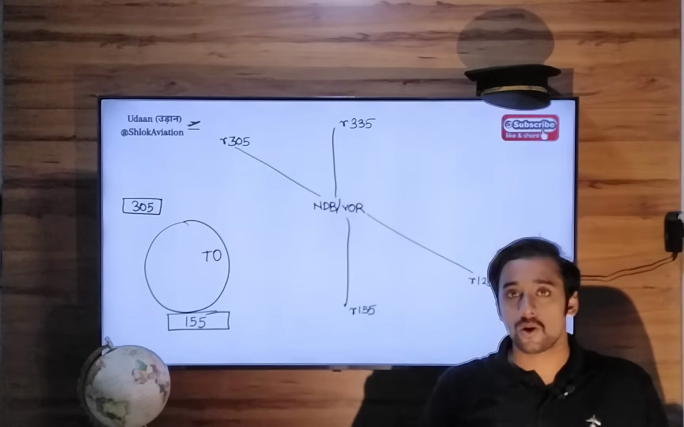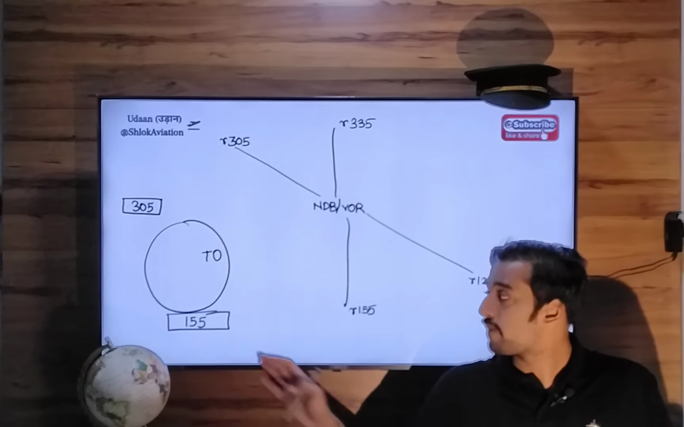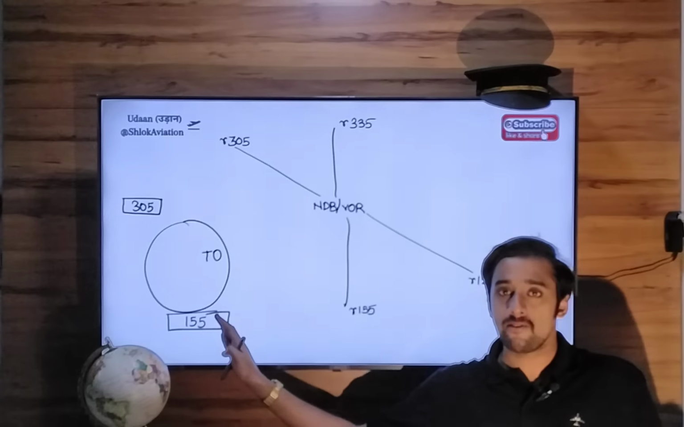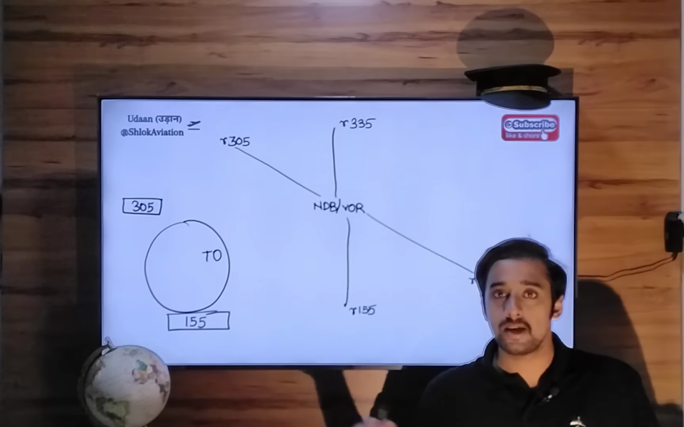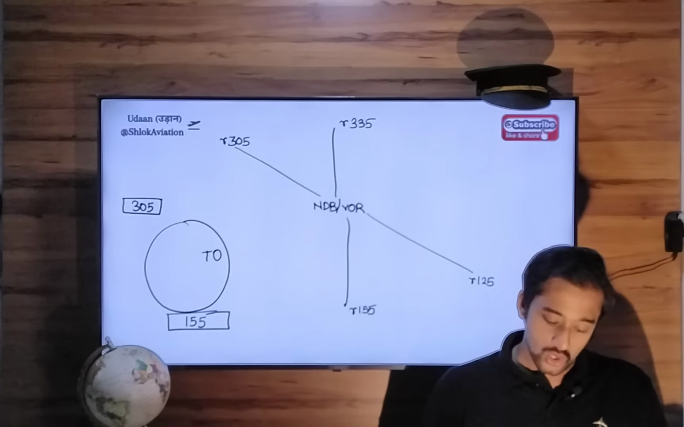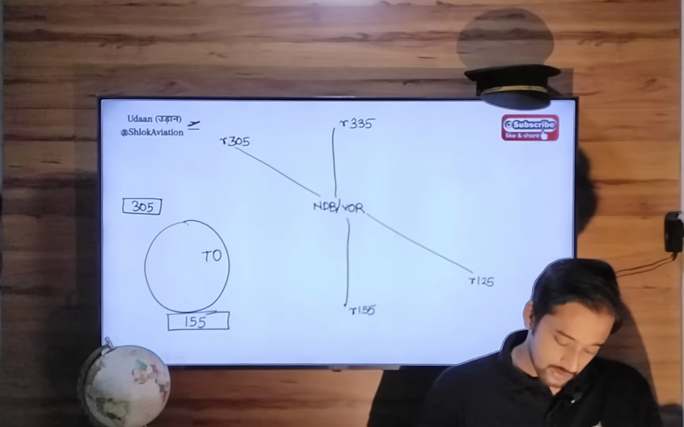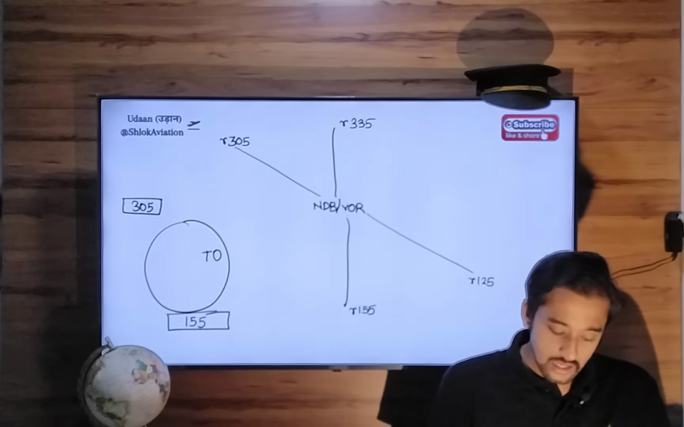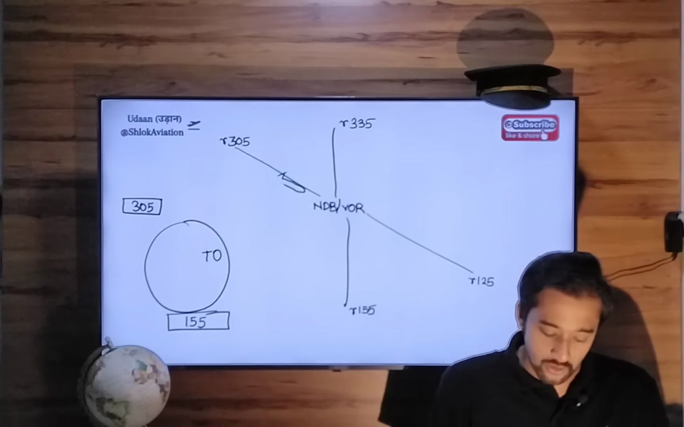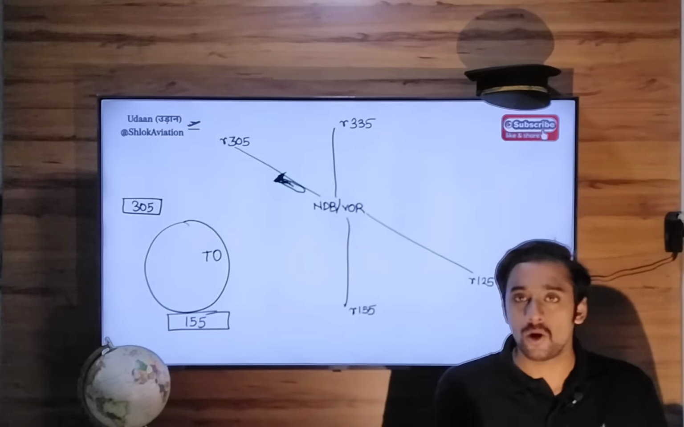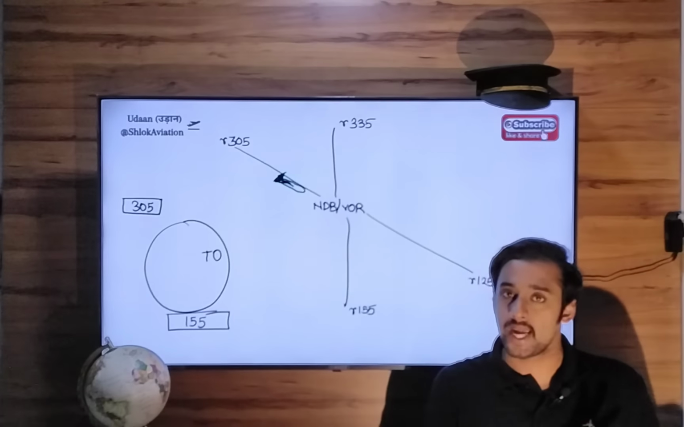It reacts or it gives you the output depending on the input you give. If you give 155, all the indications will be with respect to that. So with respect to 155, you will have to fly inbound. Now you are flying outbound. That is one thing. Forget that.